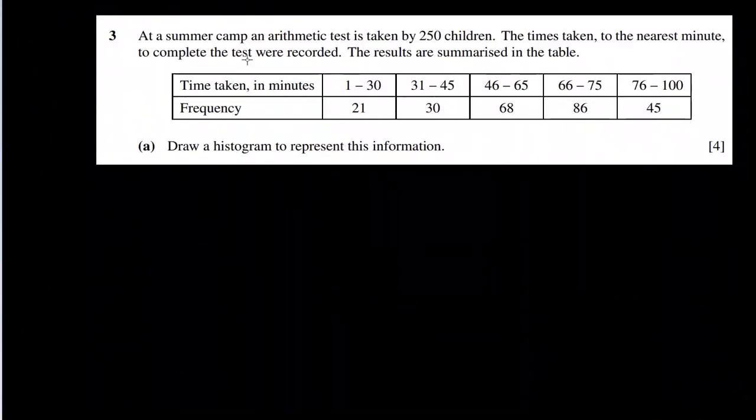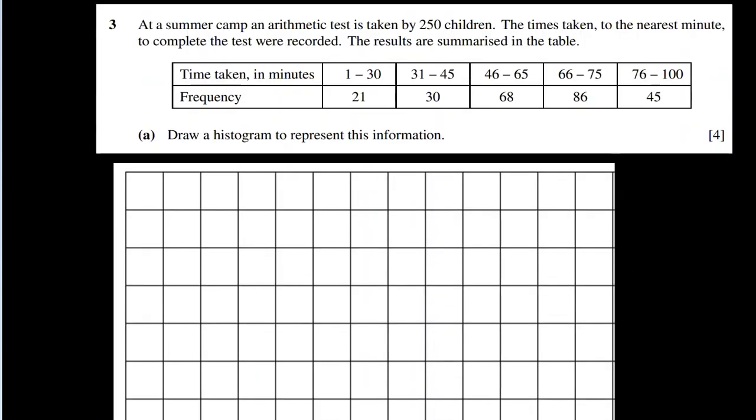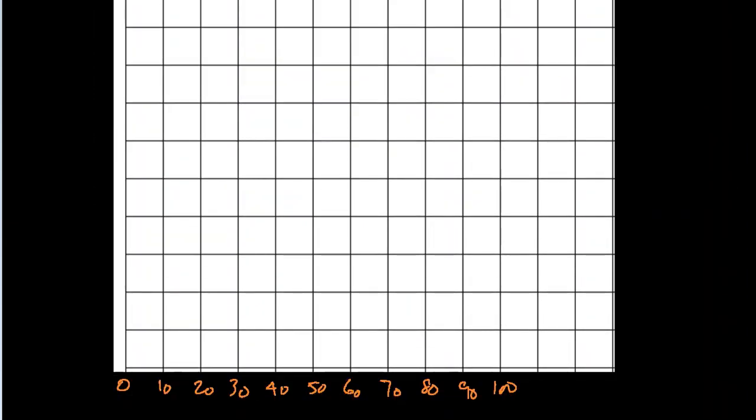Okay, at a summer camp, an arithmetic test is taken by 250 children. The time taken to the nearest minute to complete the test was recorded. The results are summarized in this table. Draw a histogram for this. For a histogram, I need something. This is the number of time, right? Time taken in minutes. So this is time, and on this we need frequency density.